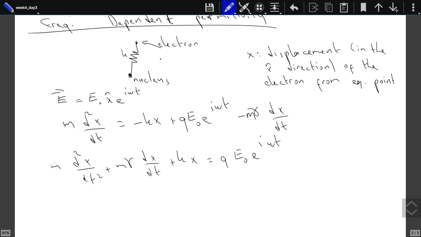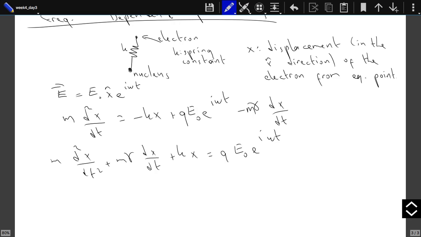m d squared x by dt squared plus m gamma dx by dt plus k times x is equal to q times E0 e to the power i omega t. Remember, this k is the spring constant.